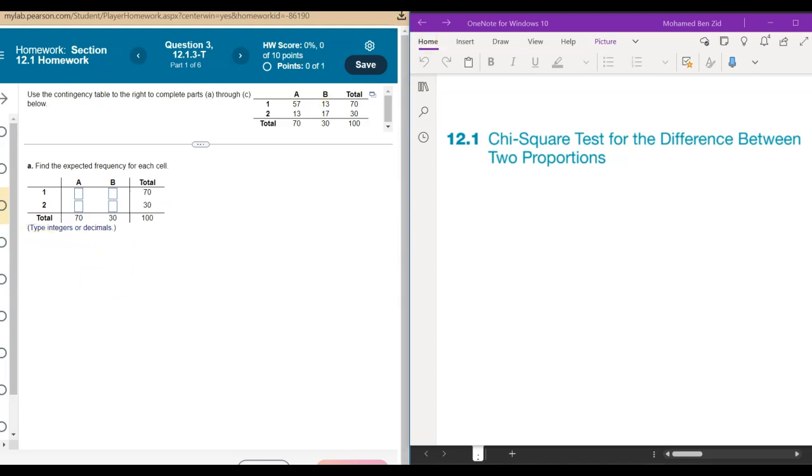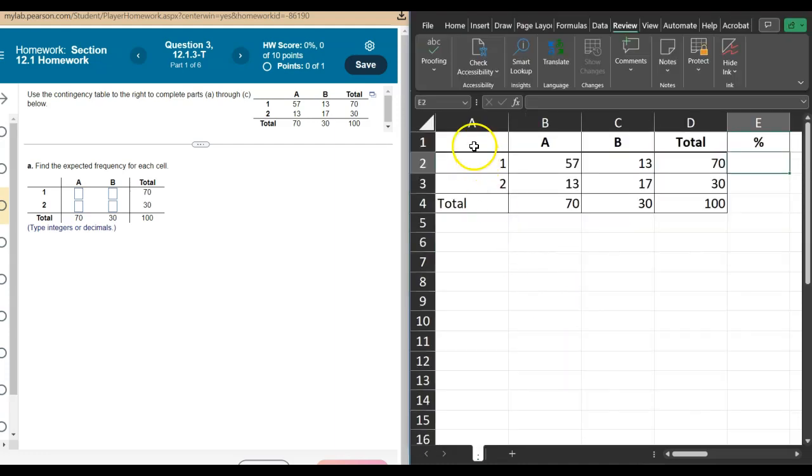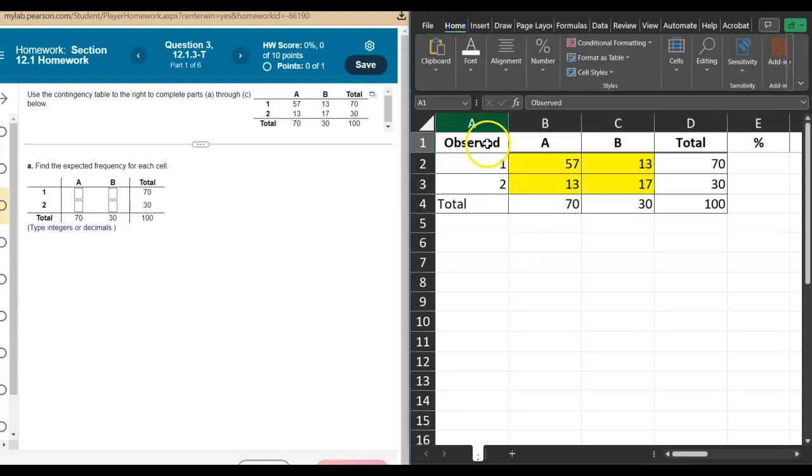I already downloaded the table. Let's clear it up first. So those are the observed frequencies, and these are the values that we have, right? It's only 2 by 2. The rest of the values are the totals, which are the sum of the columns and the sum of the rows.